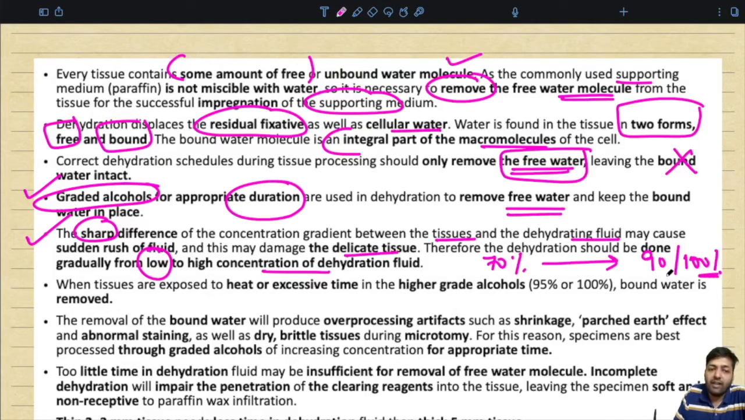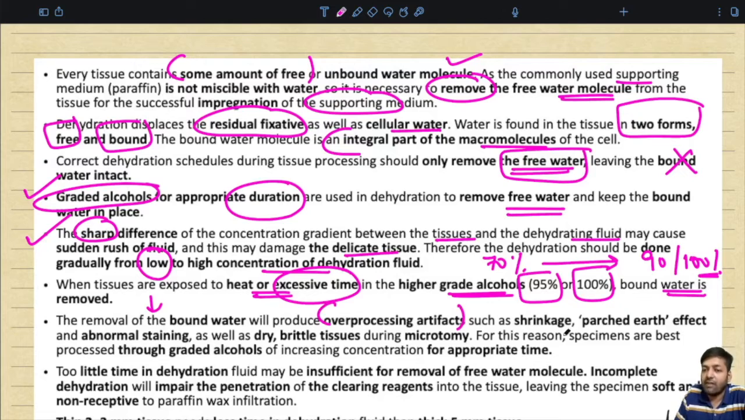Now, when the tissues are exposed to heat, or when they are kept for excessive time in higher grade alcohol, that is in 95 or 100% alcohol, for a long duration of time, then along with the free water, the bound water is also removed. And what happens when bound water is removed? It produces over-processing artifacts such as shrinkage, parched earth effect, abnormal staining, as well as dry, brittle tissue during microtomy.